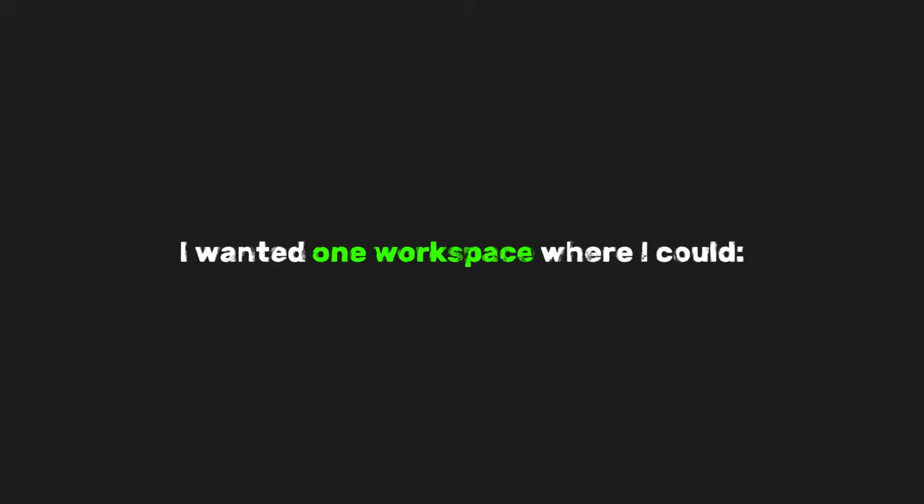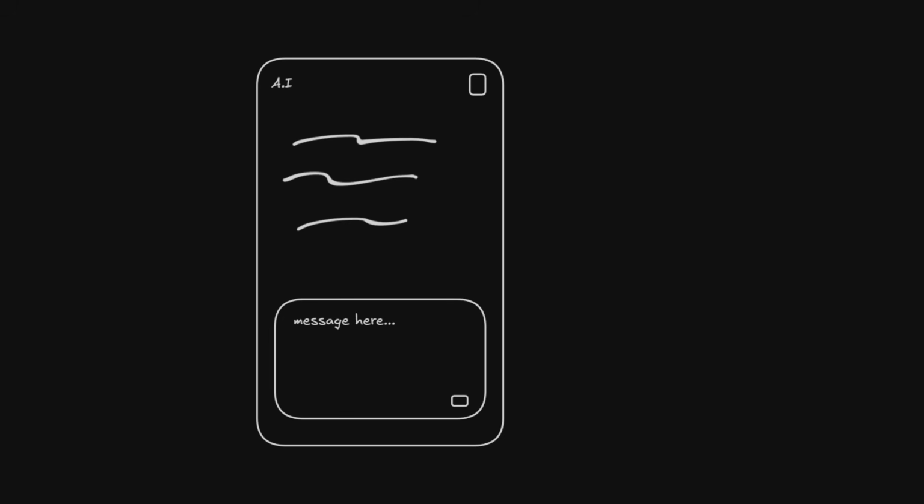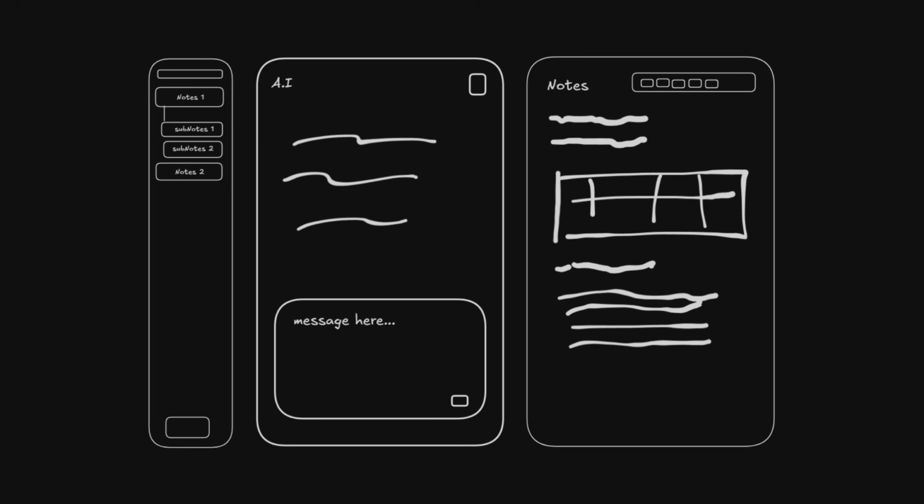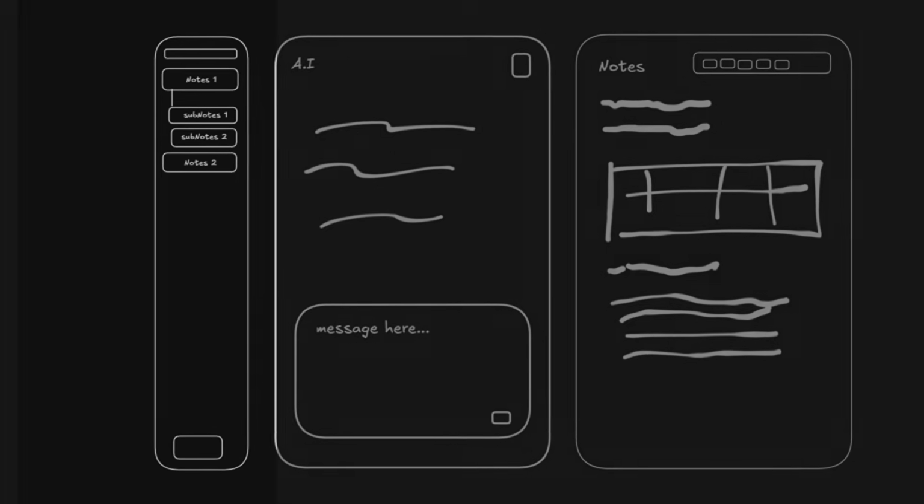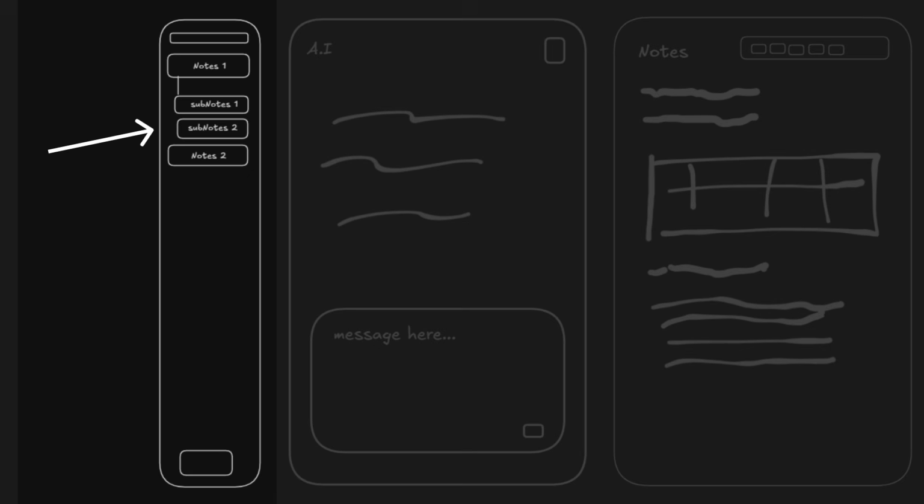I wanted one workspace where I could think with AI, write in a real editor, organize pages like Notion. Just one brain for my entire creative process. So I designed around 3 panels. First, the left side, here we have the page structure, your workspace spine. This is where everything is organized. Your pages, sections, and hierarchy. It gives you a clear overview of your entire project so you can navigate quickly, restructure content, and keep everything logically connected as you build.